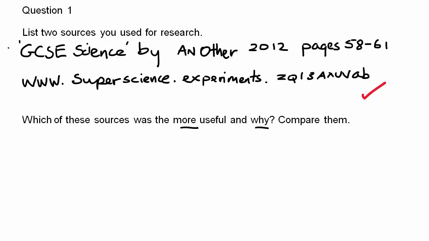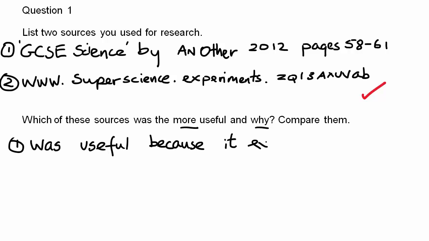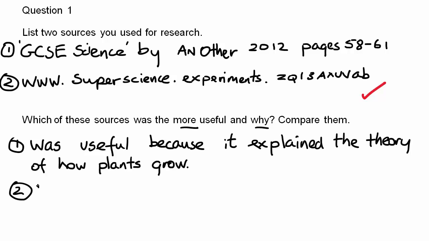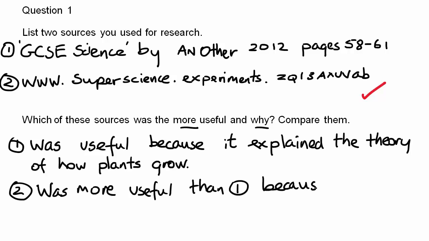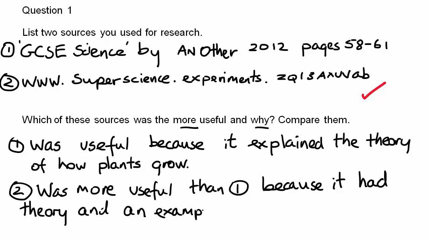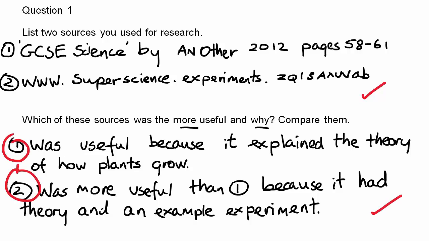Usually this sort of question says something like, which of these sources was more useful and why? You need to compare them. So if you say something like, 1 was useful because it explained the theory of how plants grow, and then you said 2 was more useful than 1 because it had a theory and an example experiment, first of all you would get 1 mark because you've described 2 of your sources. You would also get the second mark because you've said 2 was more useful. You've made a comparison between the 2.